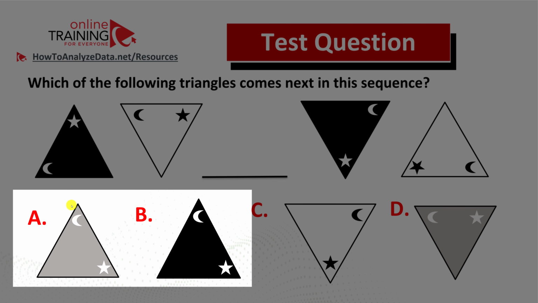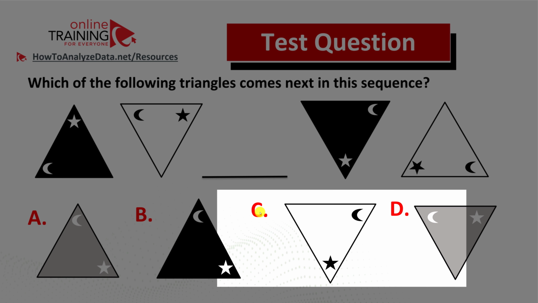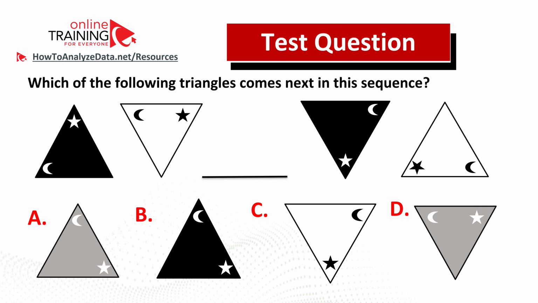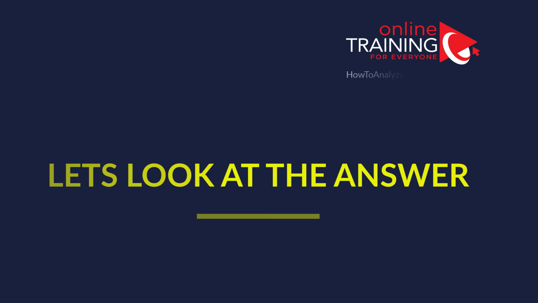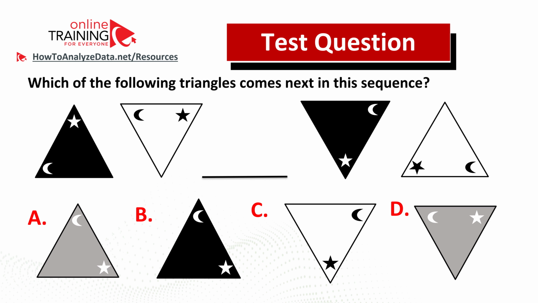Choices A and B represented by gray and black triangles pointing toward the top, and choices C and D represented by white and gray triangles pointing to the bottom. Do you think you know the answer? Now might be the right time to pause this video to see if you can come up with the answer on your own. Do you think you came up with the answer? Let's continue to see how we can solve this challenge together.